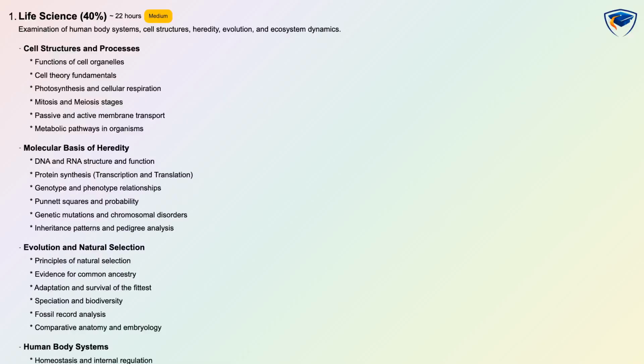Let's start with life science. This domain is further divided into 5 topics: cell structures and processes, molecular basis of heredity, evolution and natural selection, human body systems, and ecosystems and energy flow. You'll learn about the functions of cell organelles, the principles of natural selection, and the importance of homeostasis in the human body. You'll also study the structure and function of DNA and RNA, the process of protein synthesis, and the role of genetic mutations in inheritance.